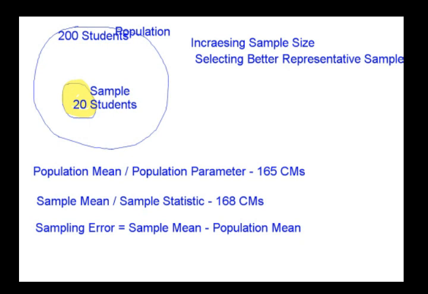Probably if I take a better judgment and select students of different height ranges, this error can be reduced. Or probably if I only select the shorter guys, the sample mean could have been around 155 centimeters. So we have a lot of difference at that moment. So here the sampling error also can be reduced by selecting a better representative sample.